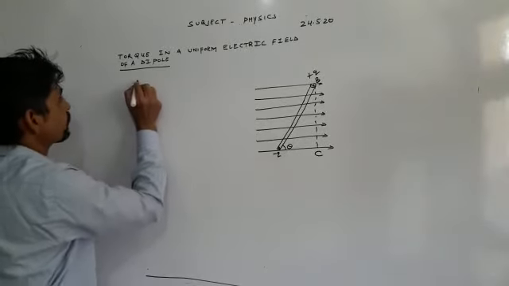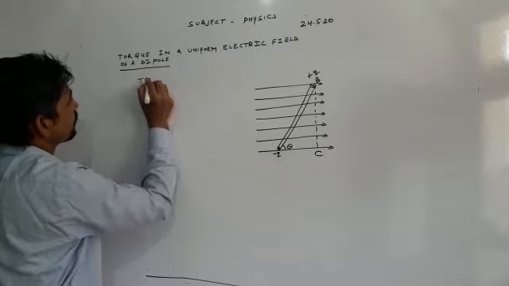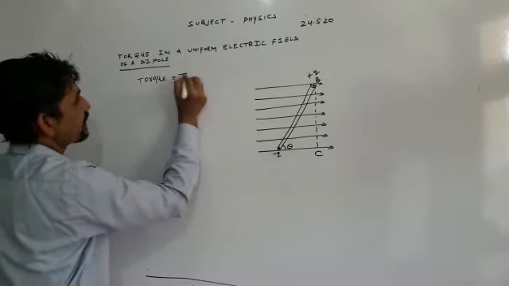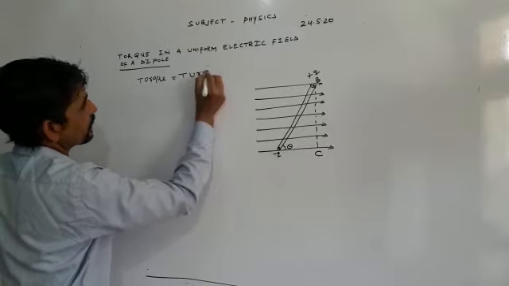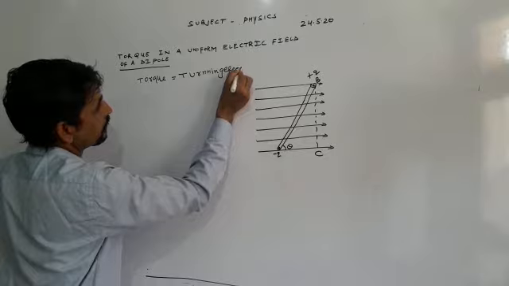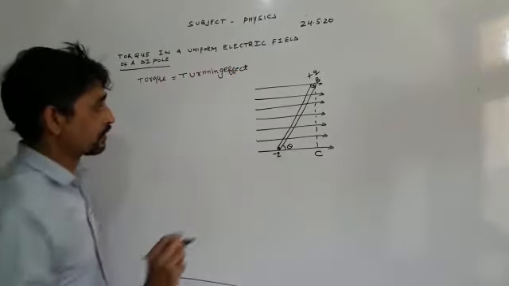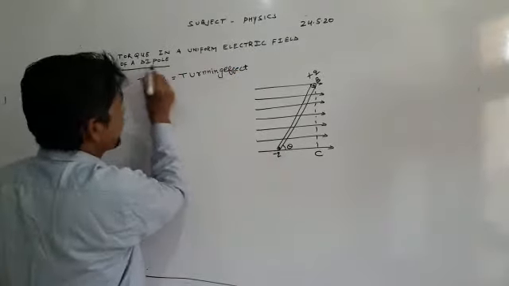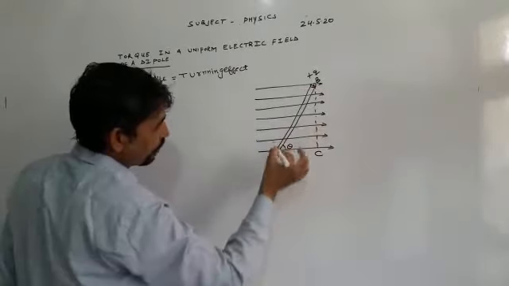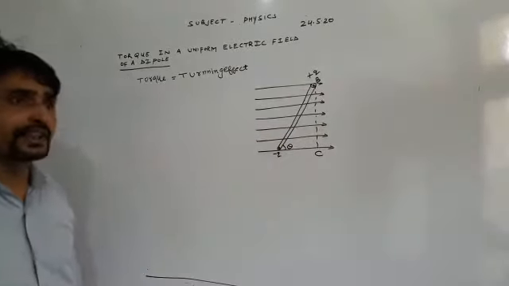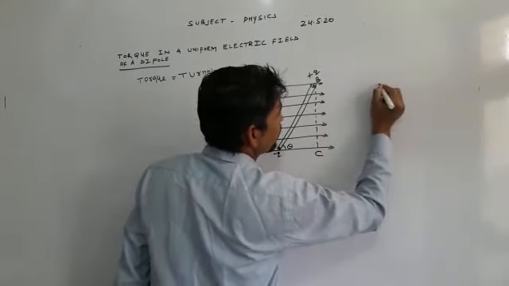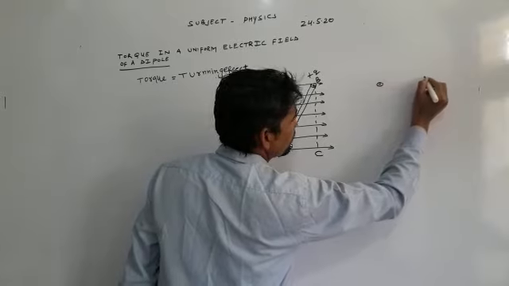So basically what is the meaning of torque? Torque means rotation, turning effect, and due to a dipole. So what is dipole? A pair of equal and opposite charges separated by a finite distance.